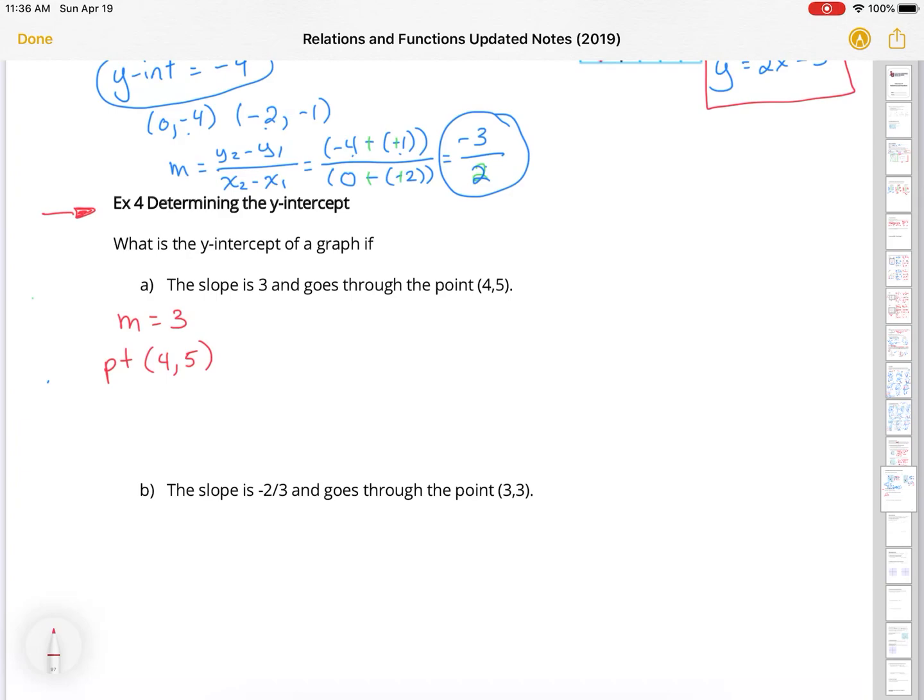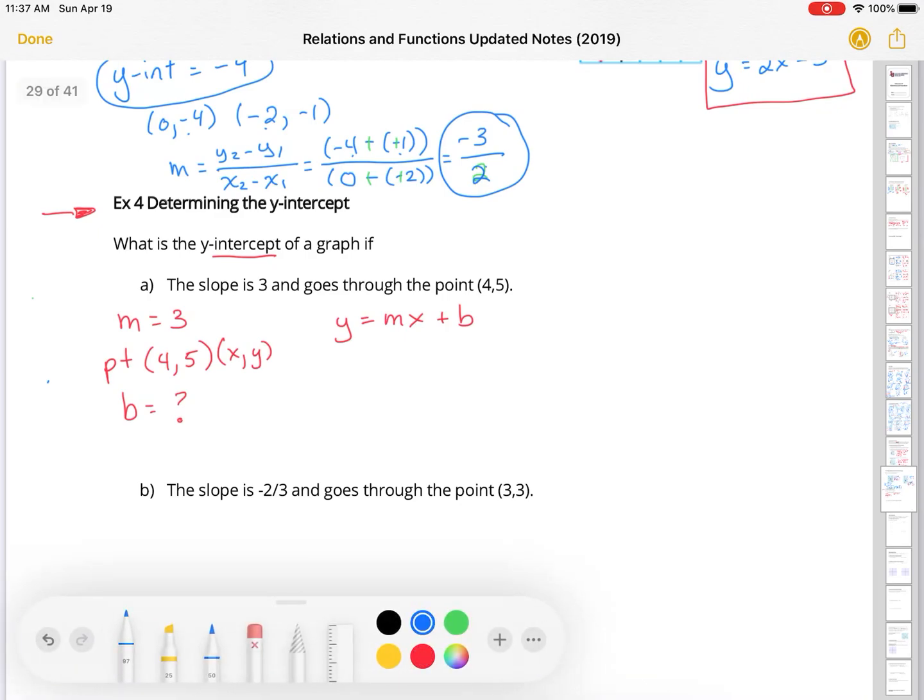Now, we can take what we know and put it into the basic y equals mx plus b form of a line, the slope-intercept form. So if we have y is equal to mx plus b, it wants to know what the y-intercept is. So that means we're looking for b. We know m and we know a point. Now remember, this point is the same as (x, y). So we're going to use that for our substitution.